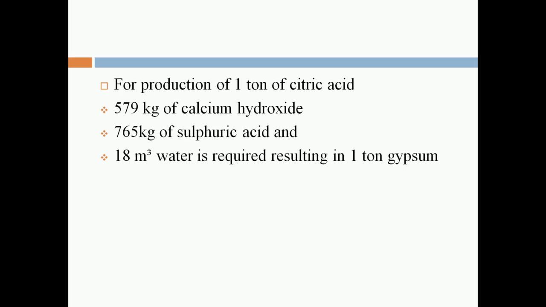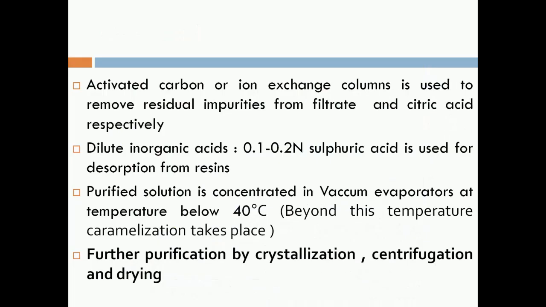So this can be exploited. This gypsum can be sent to the cement industry, and then you can exploit that. The company can make profit out of the byproducts also. Apart from citric acid as a product, they can sell gypsum as a product, which can be given to the cement industry. So these are the DSP steps for production of citric acid.